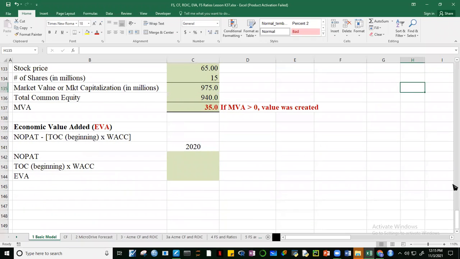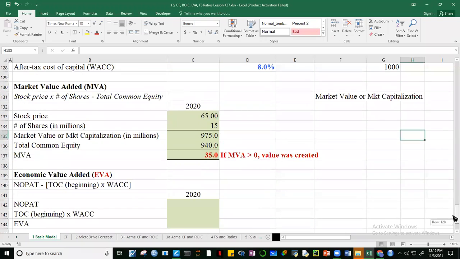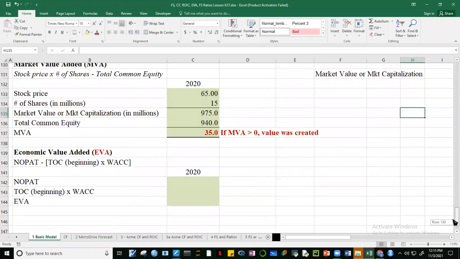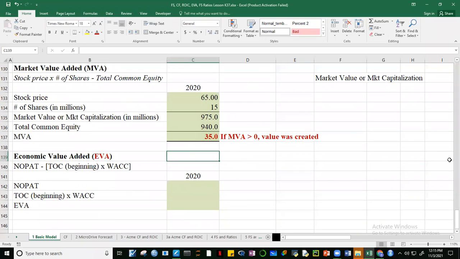Okay. Next, guys, the last is EVA, one of the most powerful measures. You can check this on the internet, because it's from Stern Stewart. This is the company that started this measure, Stern Stewart. You may wish to read on the internet about this.